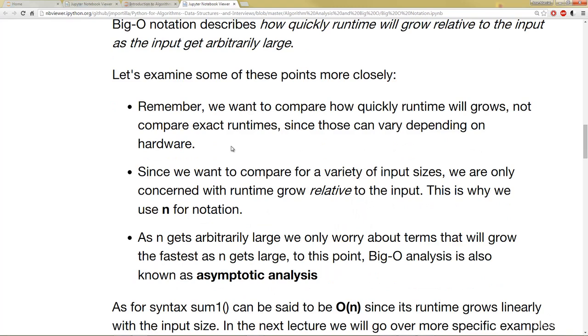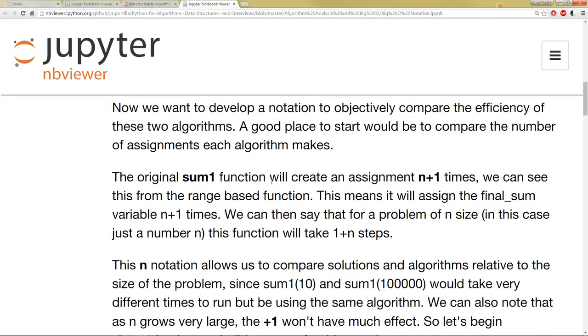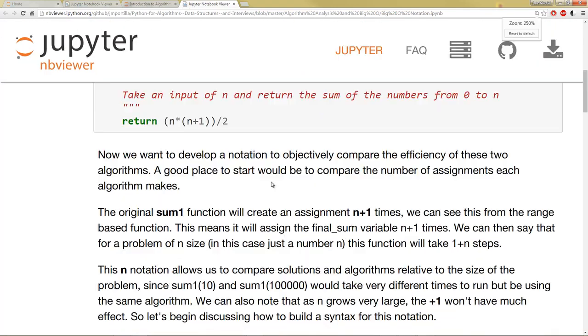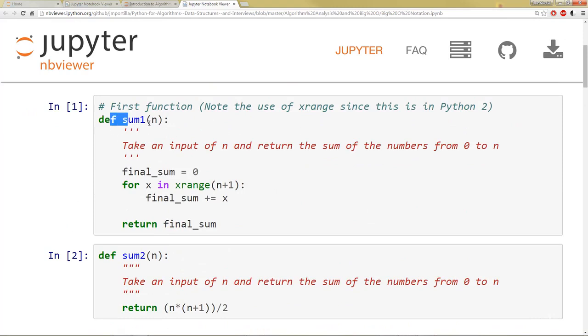For the first point, we want to compare how quickly runtime will grow, not compare exact runtimes, since those can vary depending on the hardware. As we mentioned before, we want to compare these two algorithms objectively, not based on runtime.